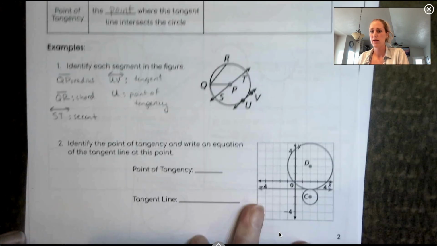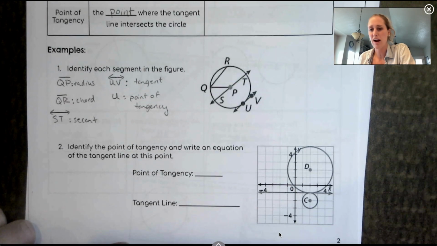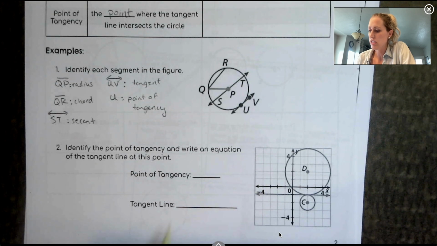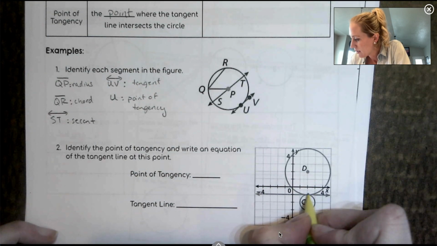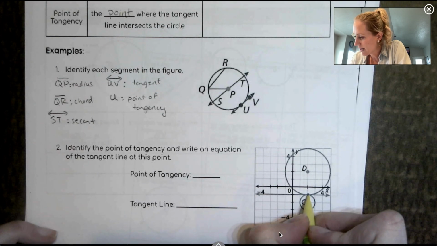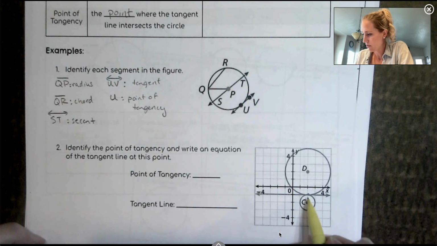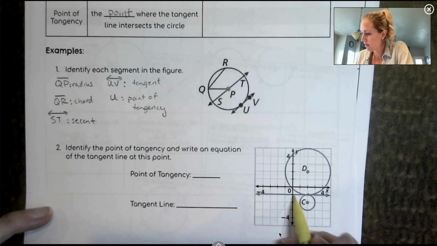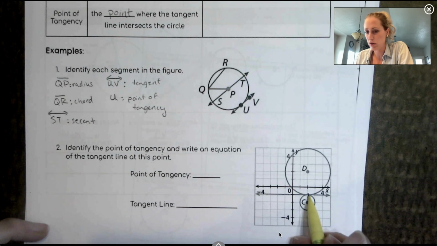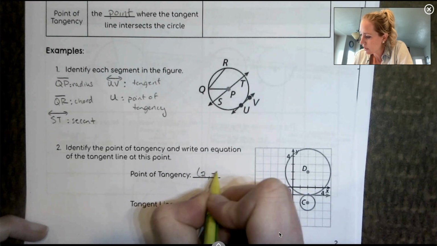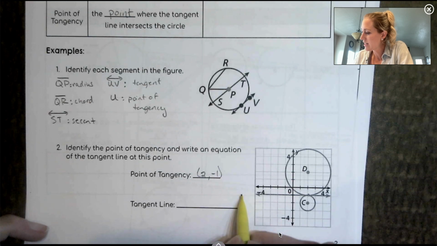Okay, now here we have a circle. This one's on a graph, but that's okay. We have two actually. Identify the point of tangency and write an equation for the tangent line. Okay, so we have this point and this line. So this point is touching the circle at just that one place. So that is my point of tangency. We're going to go ahead and give the coordinates there since I don't have a letter to name it. So it's at (2, -1). And our tangent line is this line.